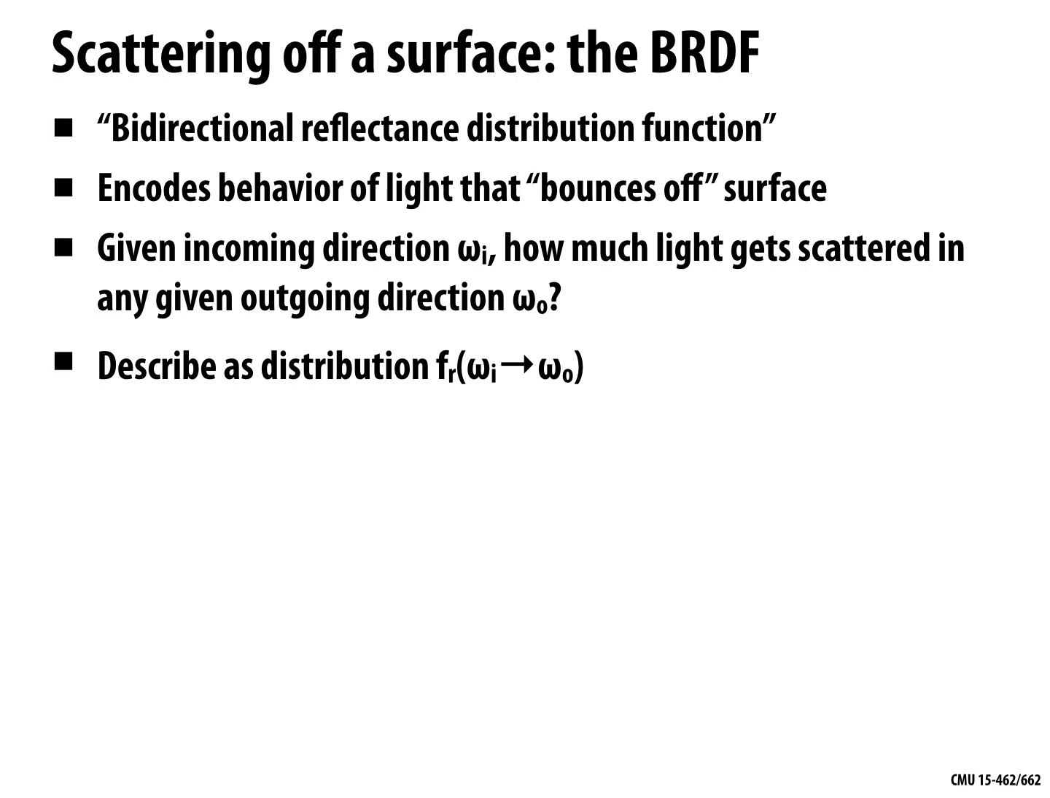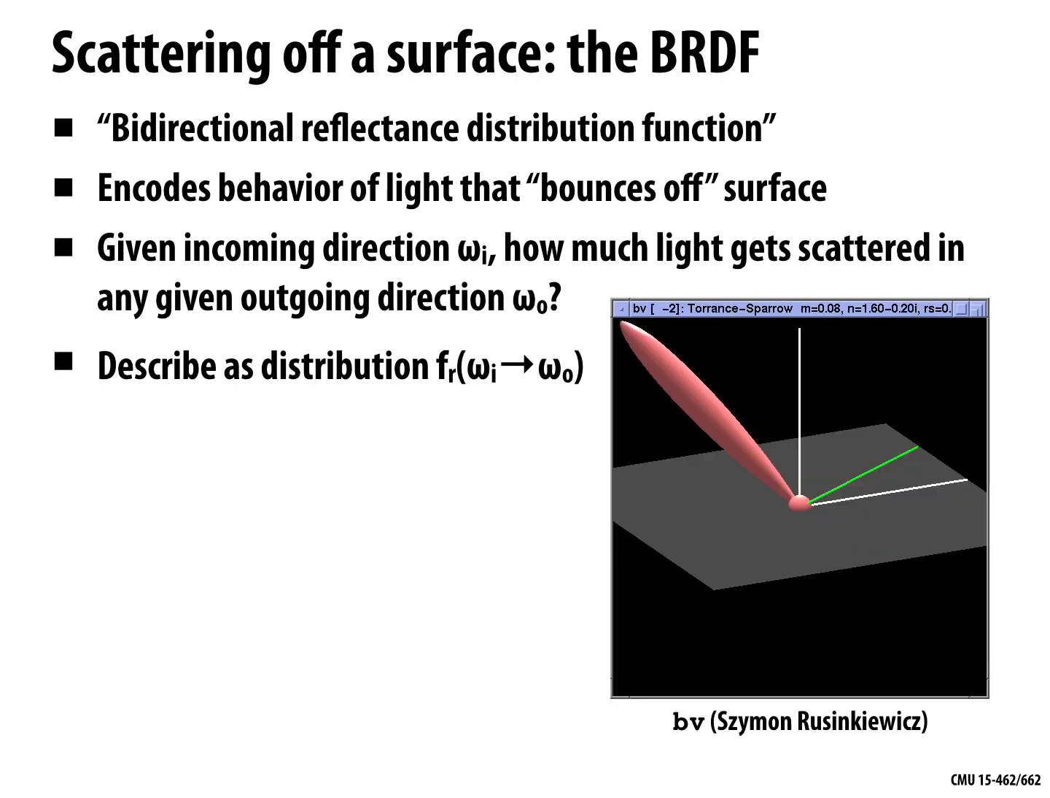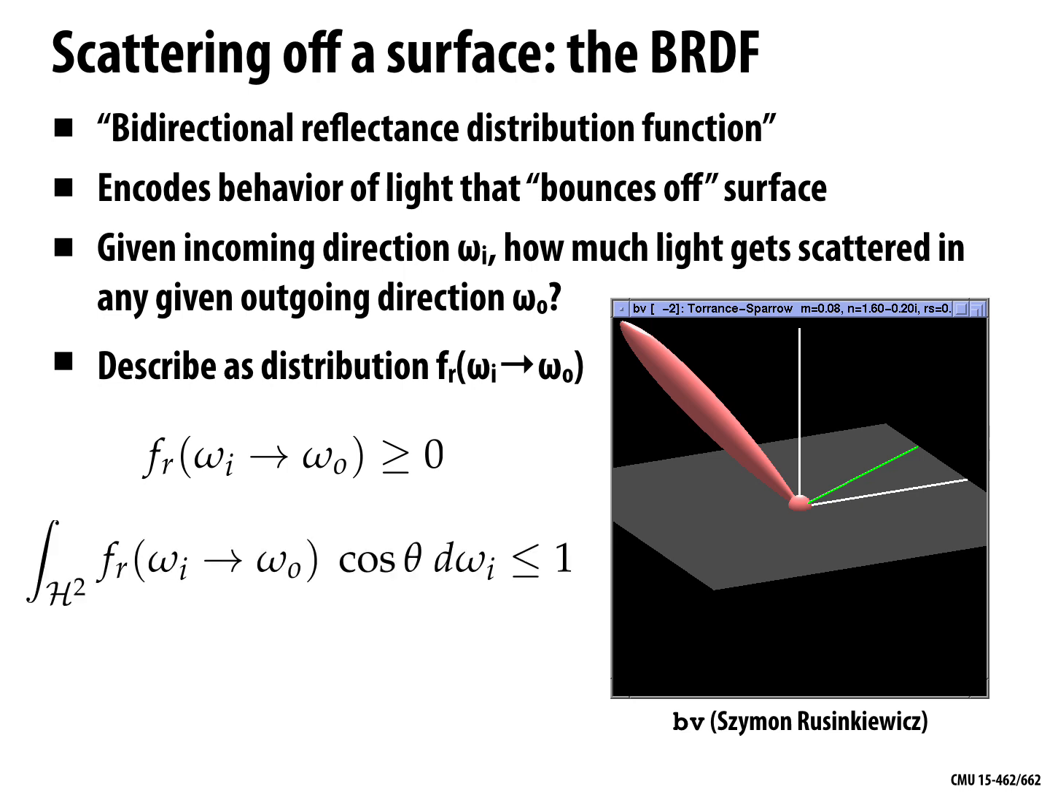Here's a pretty good way of visualizing what this function describes or what it looks like. If we have a green incoming direction, then we have a lobe of possible outgoing directions. These are all the different directions that incoming radiance might get scattered out, and you can see that in different directions it has bigger or smaller magnitudes. So we describe this as a distribution, which is non-negative for every pair of incoming and outgoing directions, and which integrates to no bigger than 1 over the whole hemisphere.